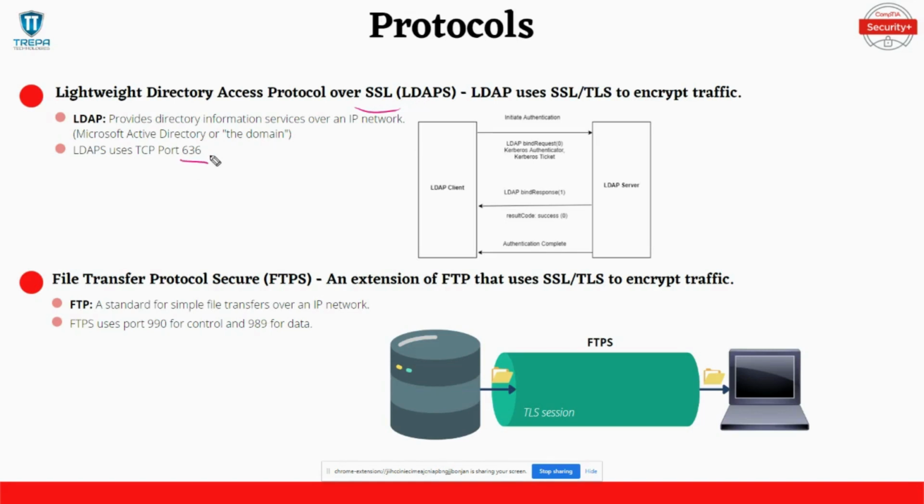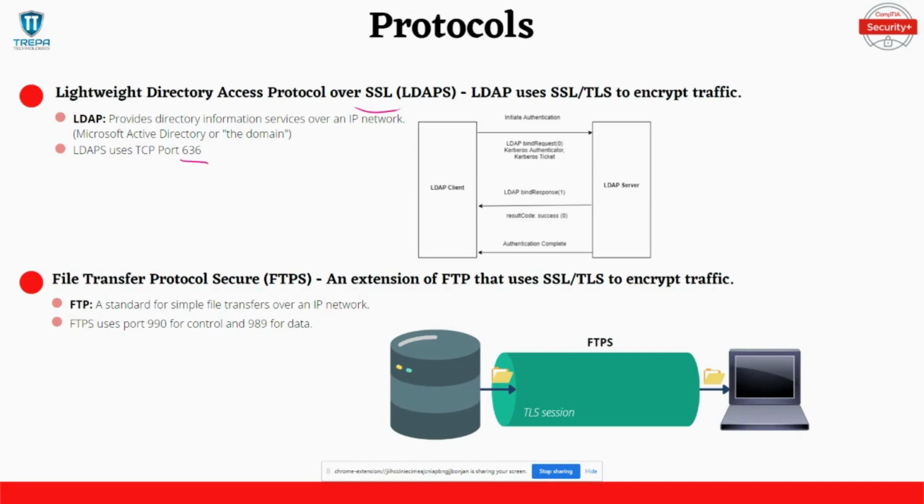So if you do an Nmap scan of your network and you see 636, know you're using LDAP over SSL, which nowadays will be TLS, right? Because that's a secure implementation, SSL being insecure.